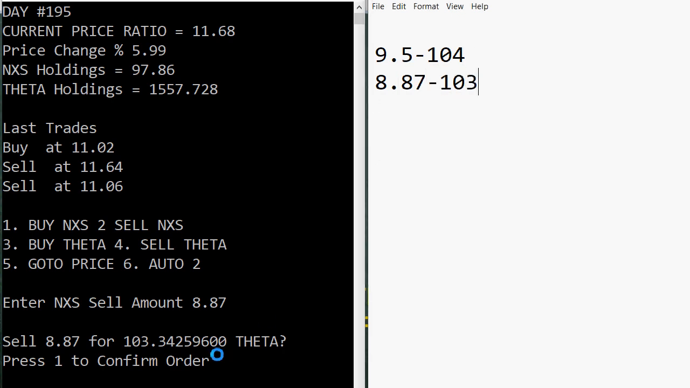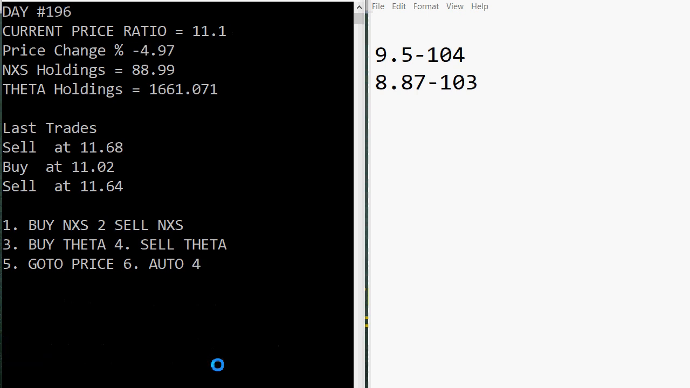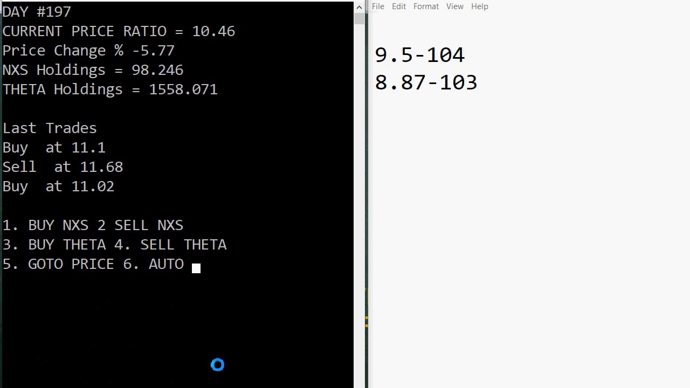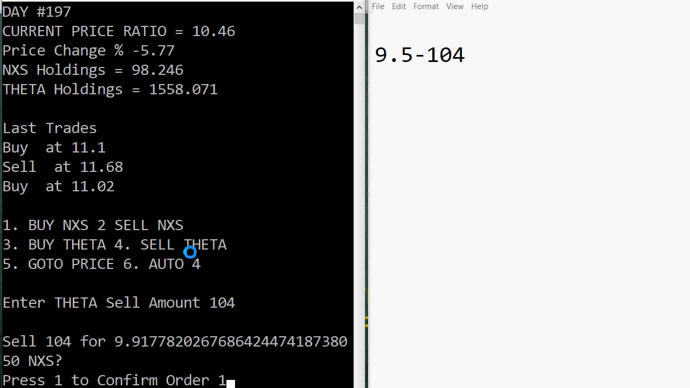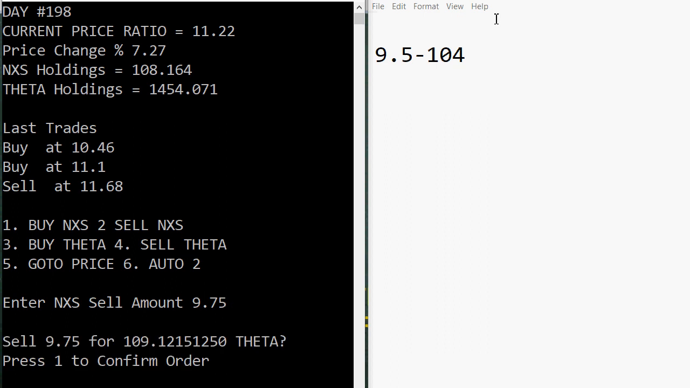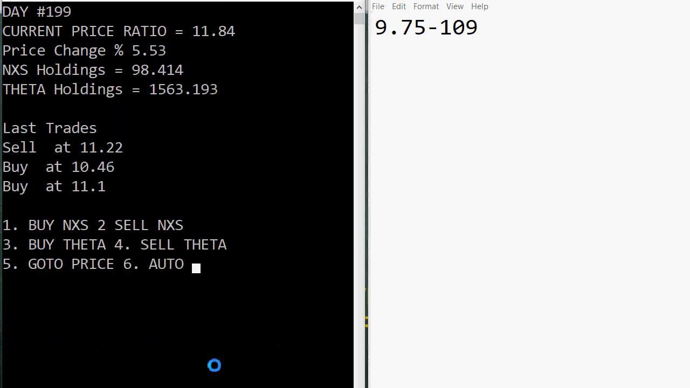And we get 103 on the Theta. It goes down, so we'll sell 103 Theta. And that works out to 9.25. And we'll sell that 104, I think, and gain 9.9. So we'll go with 9.75 for this one. So we'll sell 9.75 and get back 109. And then it goes up, so we'll sell that. Actually, we've got to sell some more new ones.